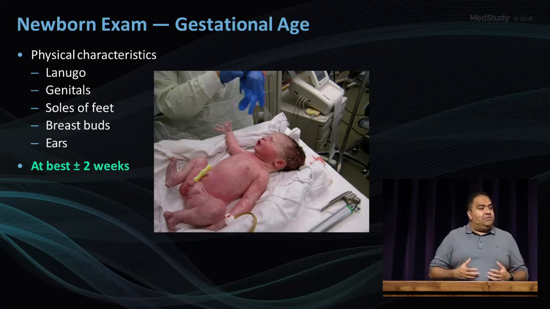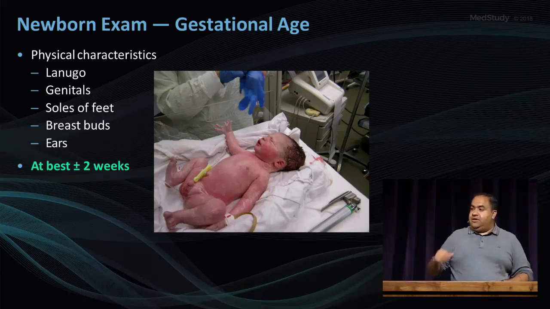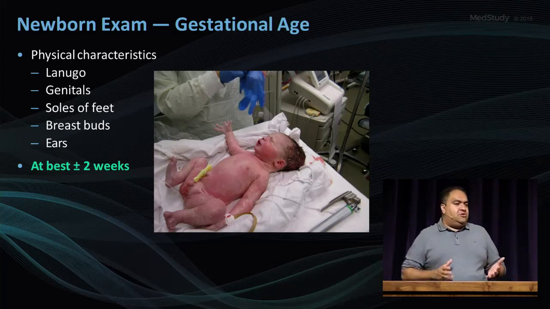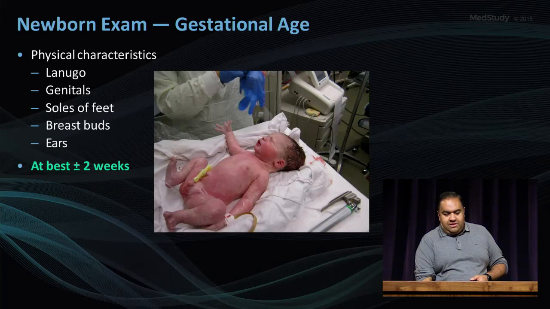your Ballard scoring that we do is broken into two components, the physical exam component and then the neurodevelopmental component. When you do the Ballard scoring, it's at best plus or minus 2 weeks, but you can get a pretty good estimation from that.